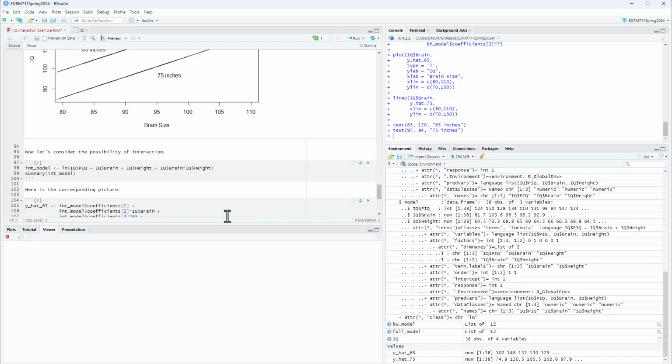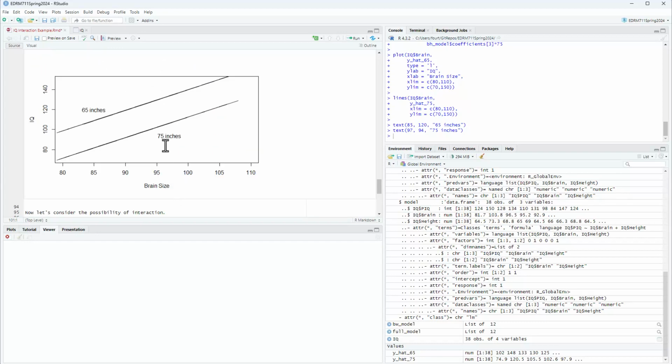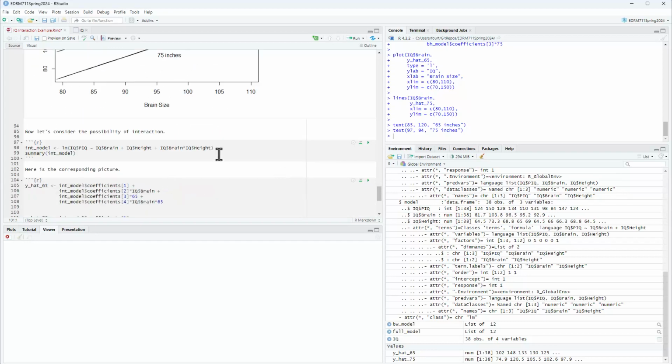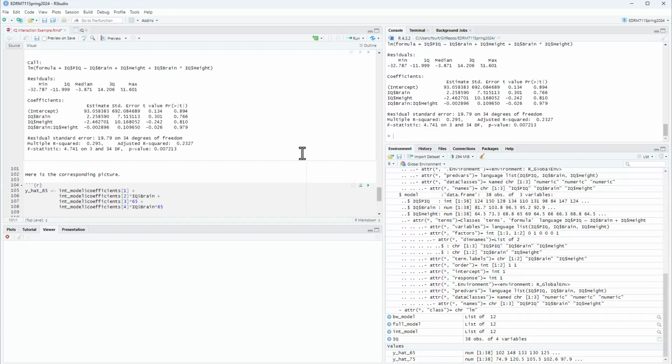So when we study interaction, we leave in these potential main effects, even though we already know that if there is interaction, the main effects are going to be hard to interpret. And we'll probably focus just on interaction and looking at how we can interpret for various values of, for example, like we did up here, various values of height. So let's go ahead and look at that model.